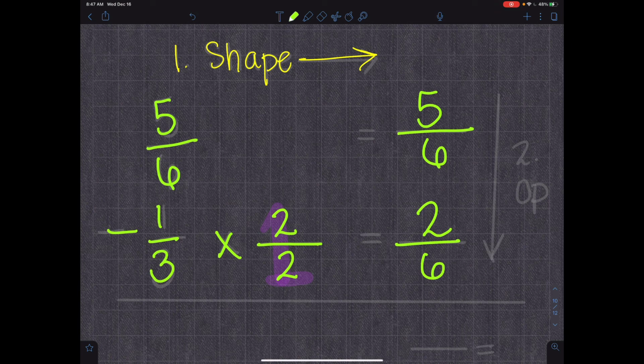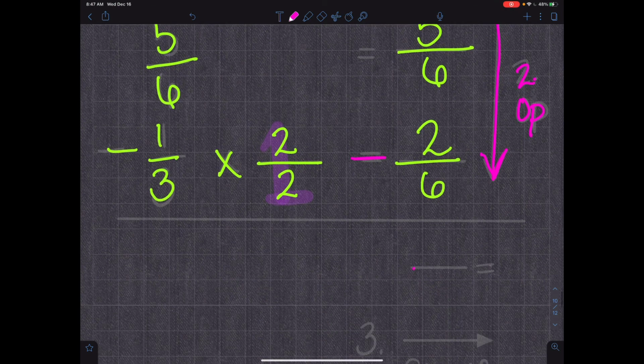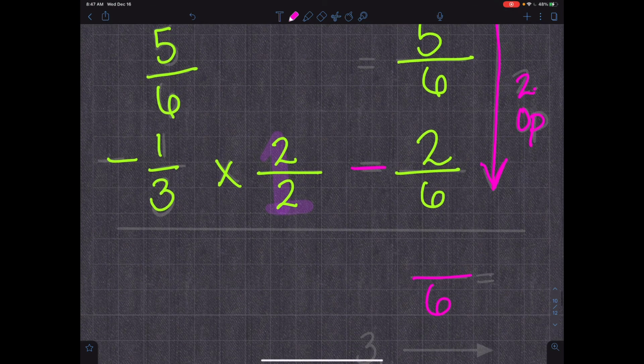Now, the rule is a SHOPS rule. Now we do the operation. What is the operation? This time it is minus, so don't let that confuse you. We've got to subtract. So step 2 is do the operation. Here we go. We got 5/6 minus 2/6. The bottom is going to remain a 6. The top is going to be 5 minus 2, which is 3 out of 6.